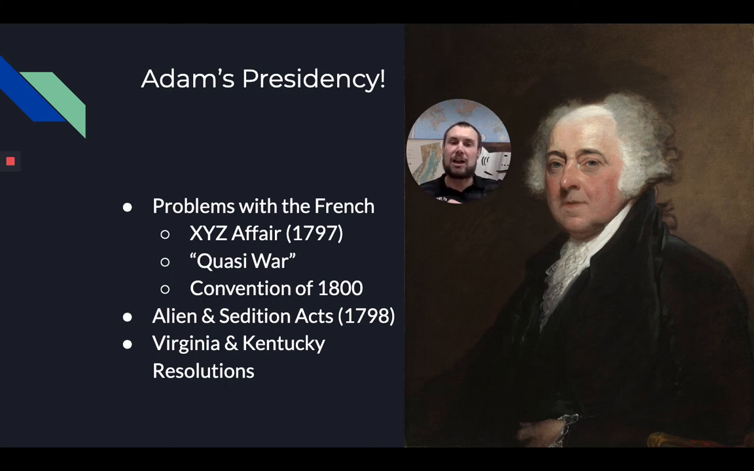affair. Okay, in 1797, we sent over a group, an envoy, including John Marshall, which will be important when we get to the Supreme Court at the end of Adams' presidency in the next unit. But we send over this envoy to negotiate, to talk about this, because they are really angry. And so we're going to talk about it.